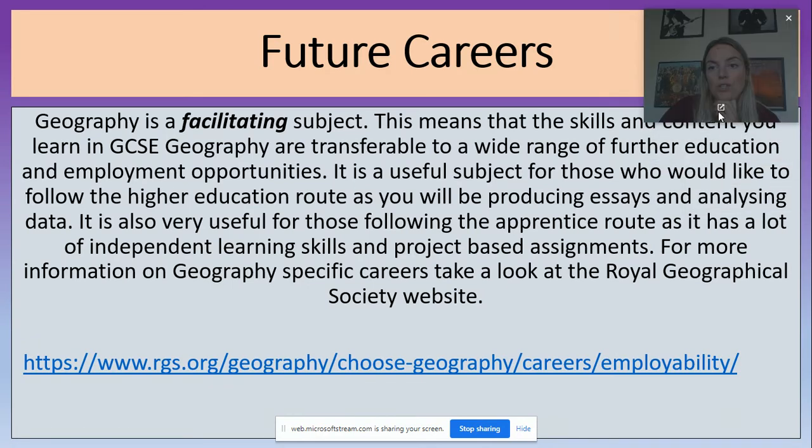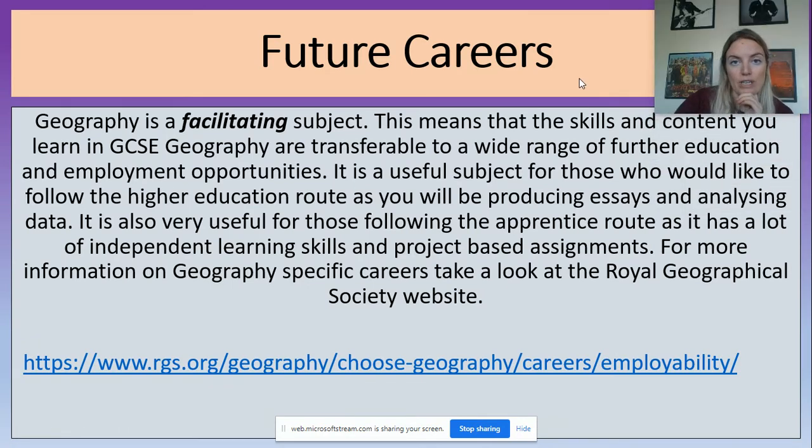The final thing I'd like to go through are potential careers. Now, I did say earlier that geography is a facilitating subject. Employers and further education establishments really like it as a subject because of the skills and the content that you study. So they're very transferable.